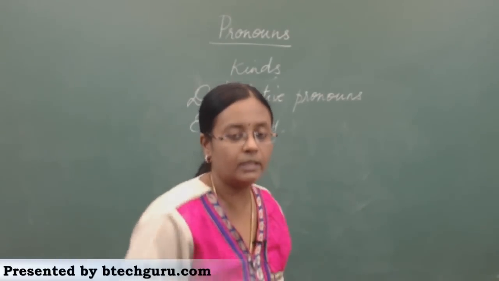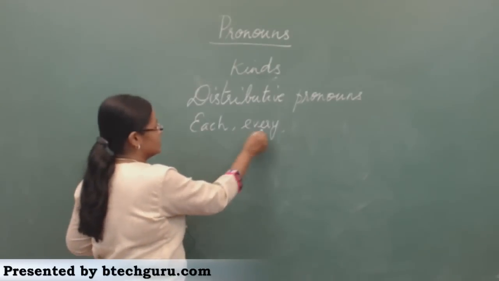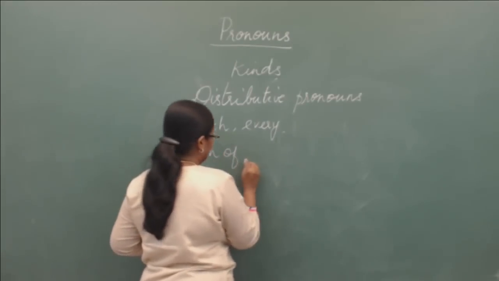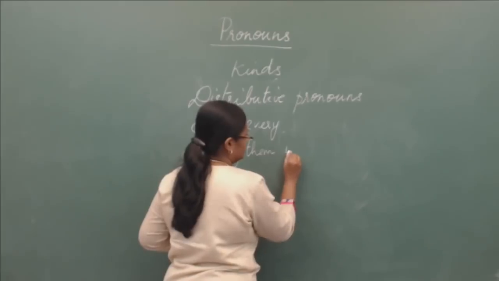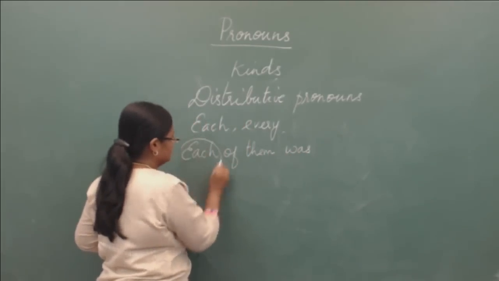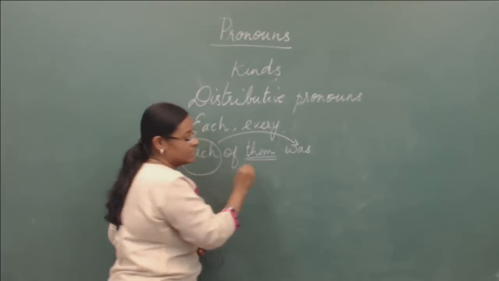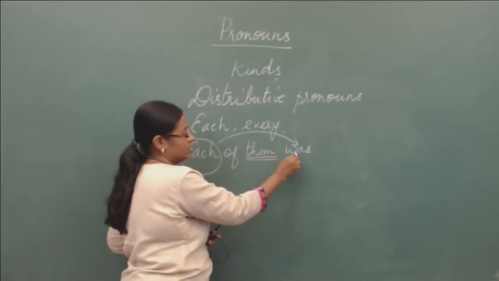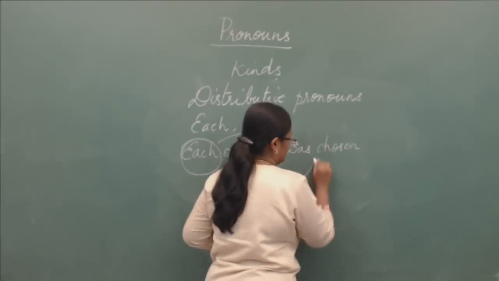And here normally we find some mistakes being committed when we use each and every, especially when they are followed by words like each of them. Now here remember to use the singular verb, because don't be misled by the word that is adjacent to the verb. Though this may be plural, it is not were, it is was. Each of them was chosen by me.